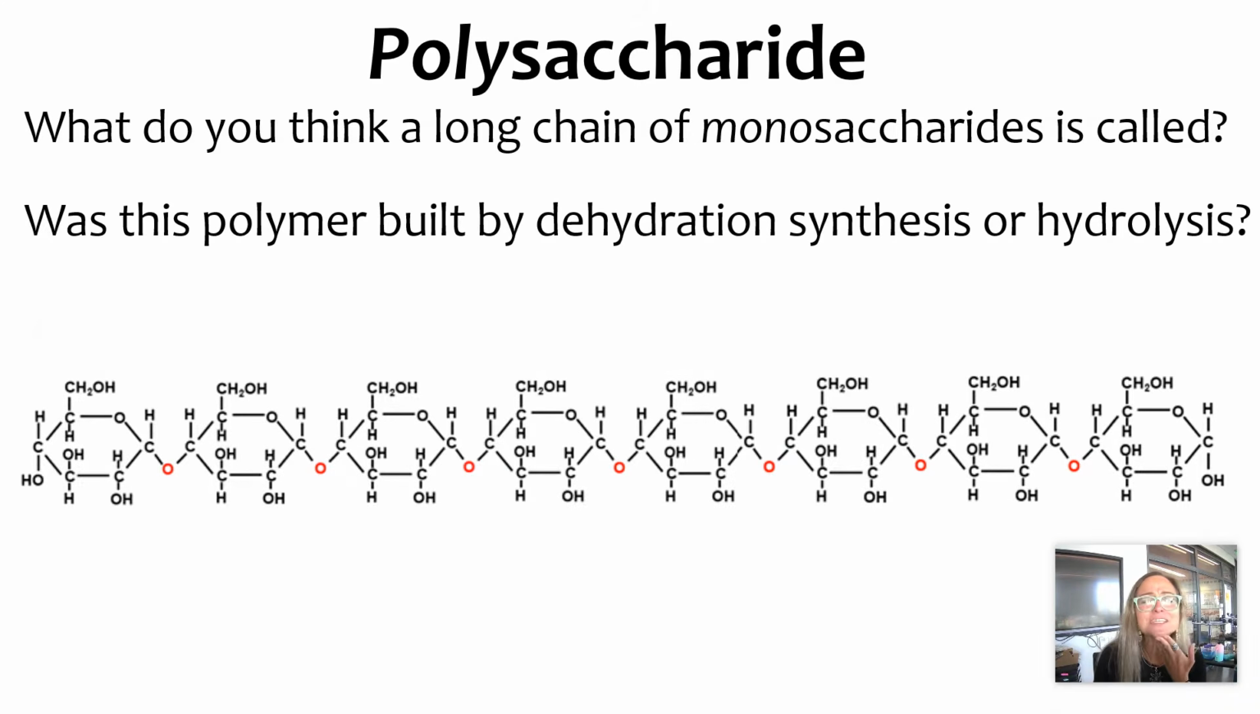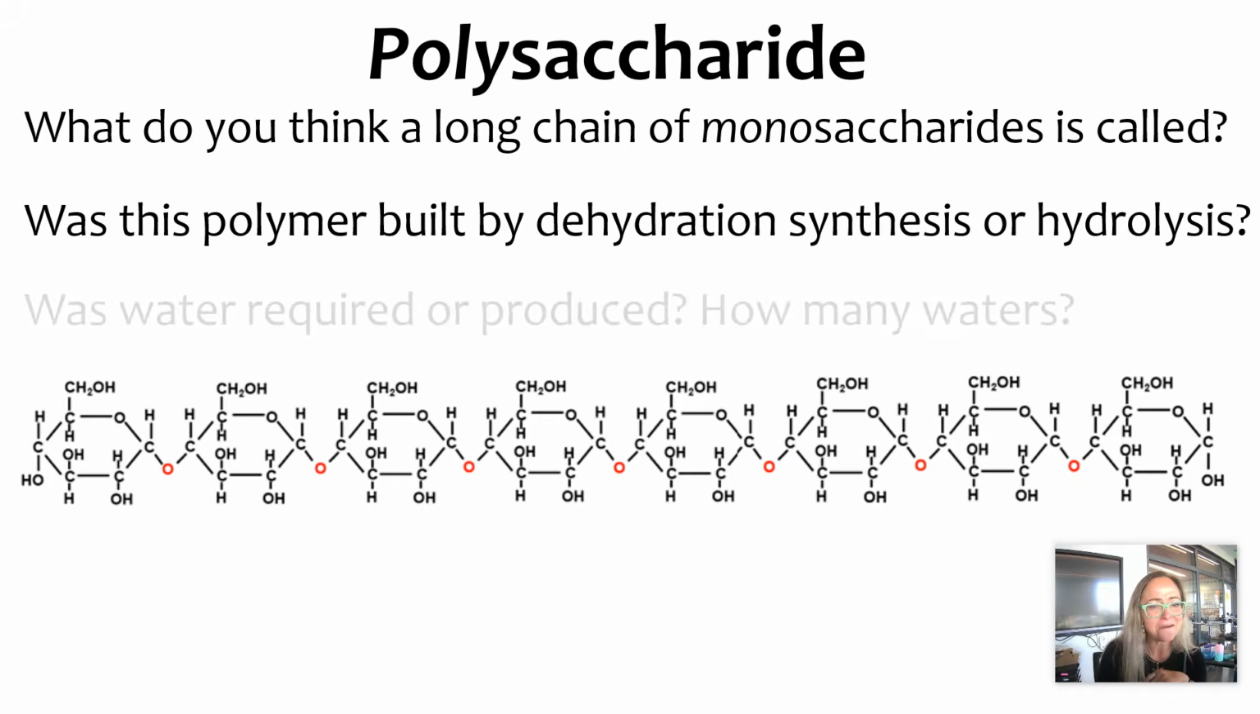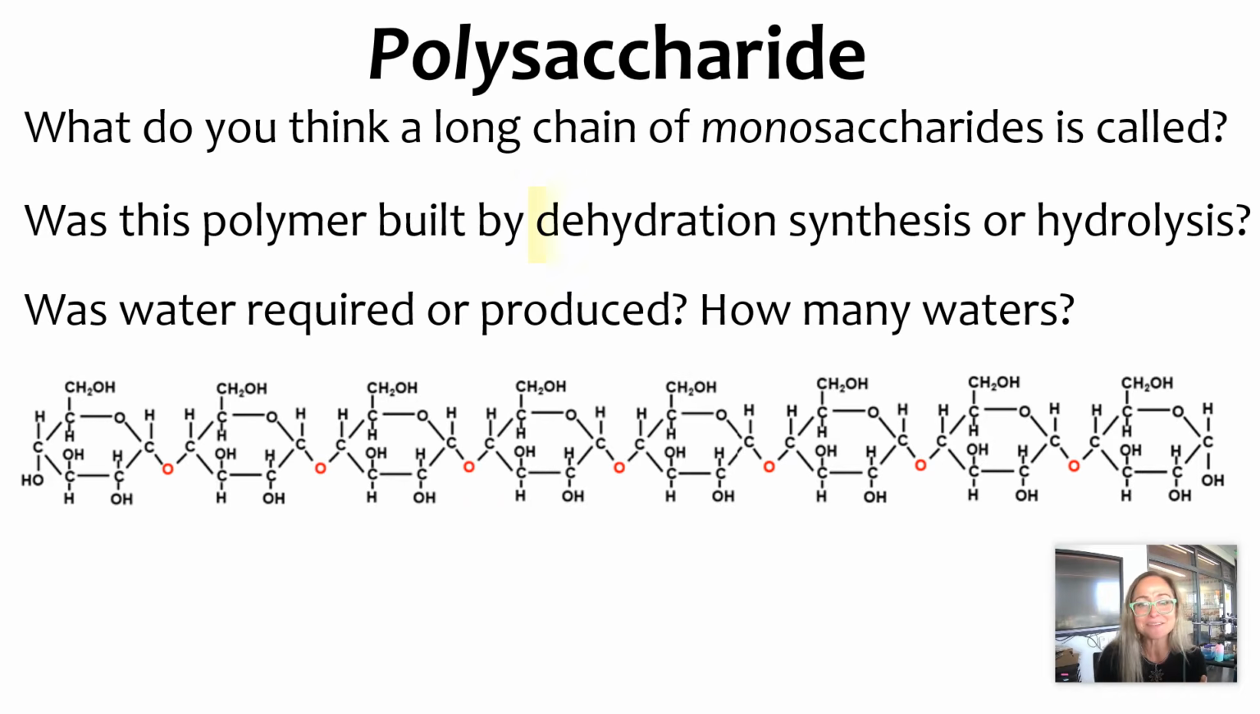So was this polymer built, I want you to check yourself, built by dehydration synthesis or hydrolysis? Okay. So it was actually built by dehydration synthesis. And then was water required or produced? It was produced. And then how many waters? Yeah, 7. So each of those covalent bonds, a water was removed to join together the monosaccharides.